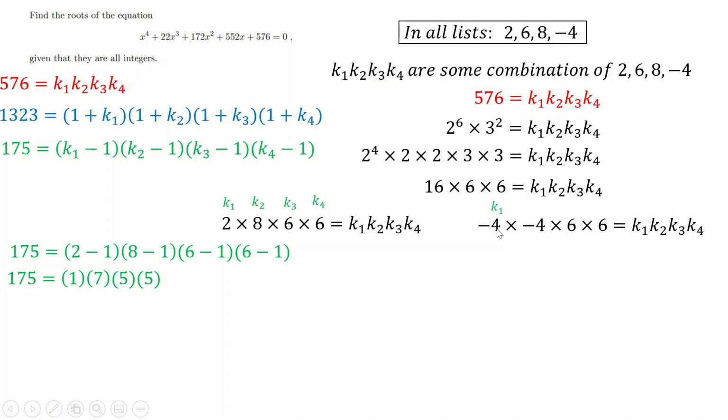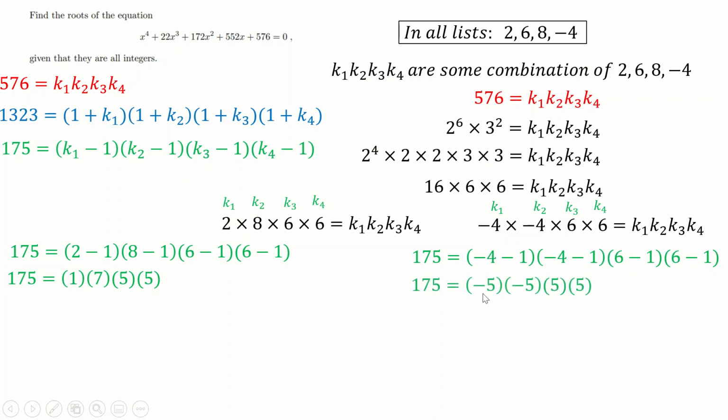What about this one? Again, we'll put K1, K2, K3, and K4. Now, does this work in the green? Put them in, minus 4, minus 1, minus 4, minus 1, 6 minus 1, 6 minus 1, minus 5 times minus 5 times 5 times 5. This doesn't work. That's not correct. So we've eliminated this one from contention. And because this one is the only other one we have left, and you can test it if you want, pause the video, put it into the blue one now, but these are the only 4 things that work for all of them. So this must be the correct answer.